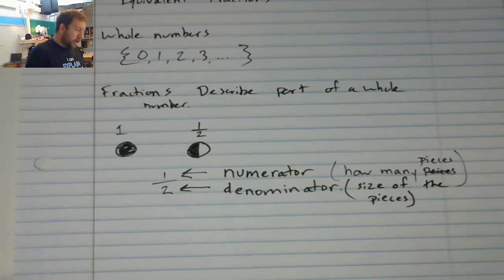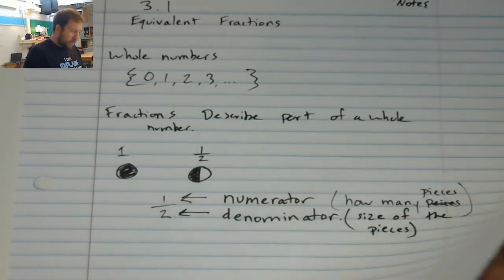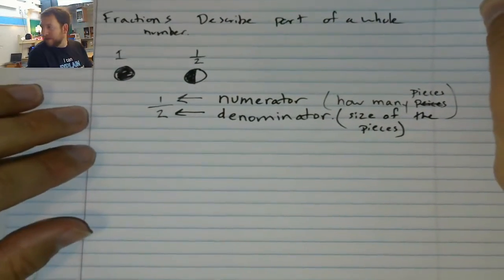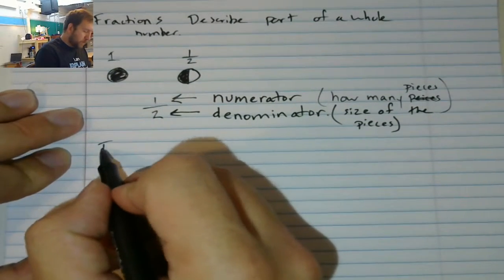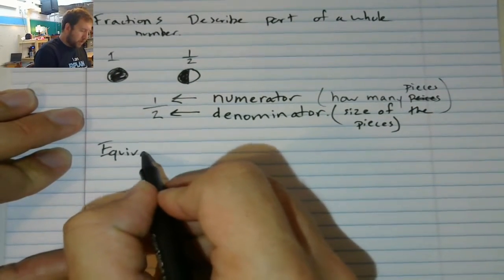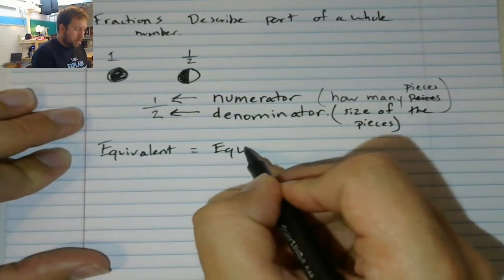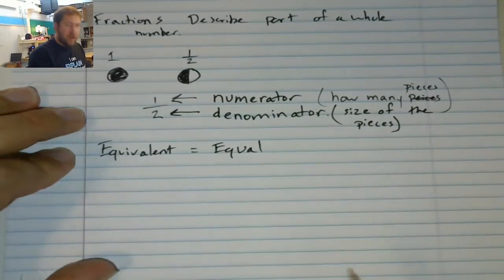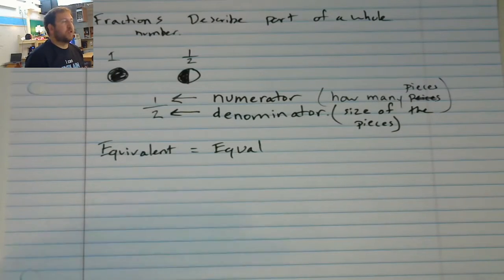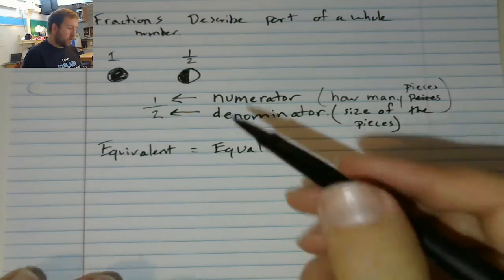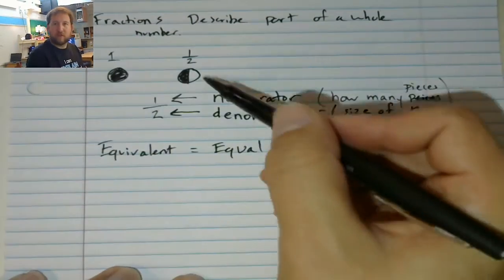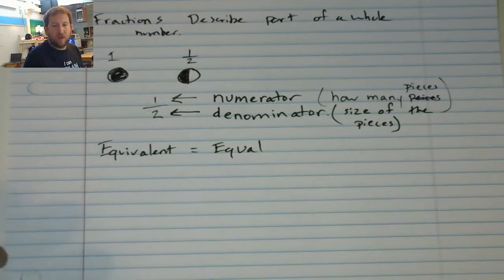Now, we're going to be talking about equivalent fractions. And equivalent is a fancy way to say equal. But we typically use equivalent when we're talking about geometry or shapes, and that's why we use them in fractions, because fractions are really talking about these parts of a whole.